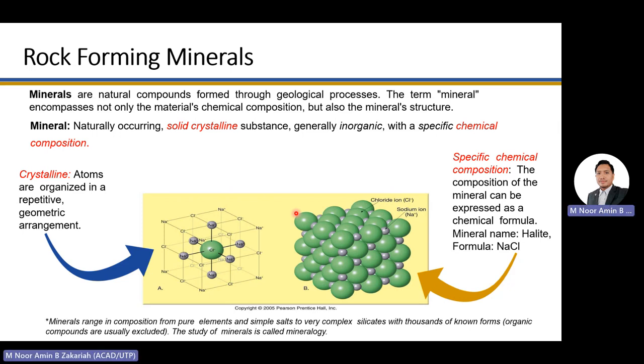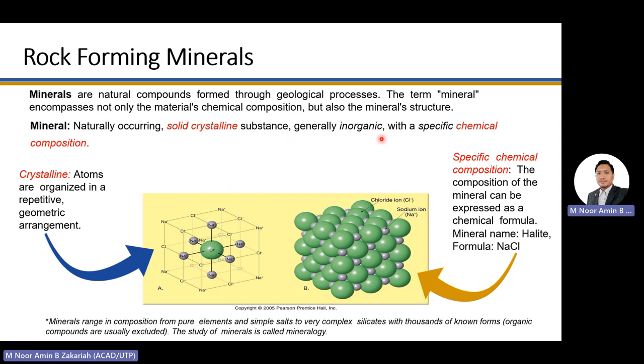And we have to come to ask this question about the mineral. For example, what is a mineral? A mineral is a naturally occurring solid crystalline substance with a specific chemical composition. So the following are the four essential characteristics of a mineral. One is naturally occurring. Second, solid, it must be in a solid state. Third is crystalline. And lastly, a specific chemical composition. So they need to obey these characteristics in order to be called a mineral.